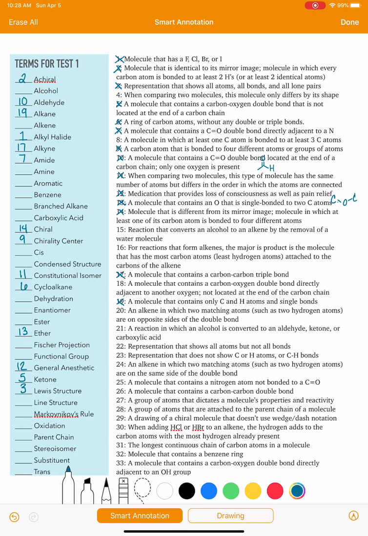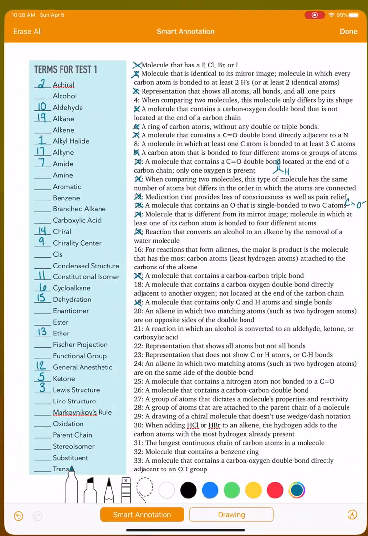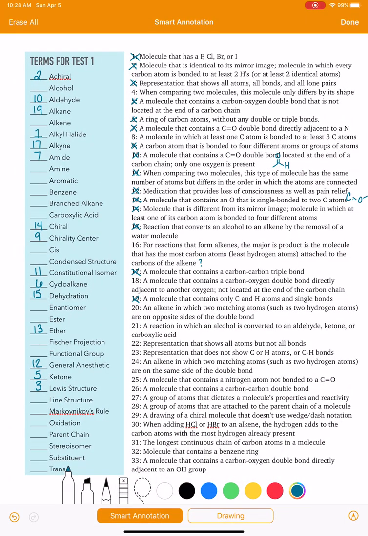15, a reaction that converts an alcohol to an alkene, that is dehydration. 16, for reactions that form alkenes, the major product is the product that has the most carbon atoms, the least hydrogen atoms. I honestly don't remember if we even covered that. I'm skipping that for now.